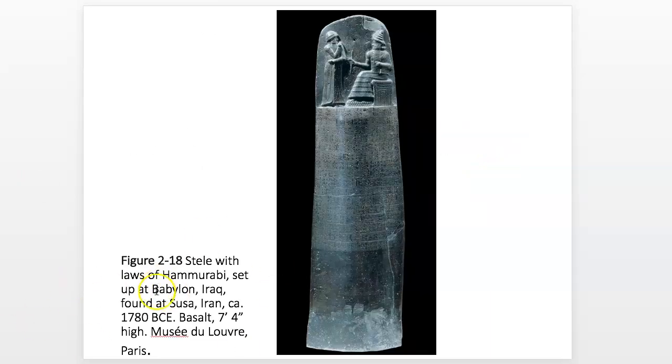This is the picture from your book. This is in the Louvre. So there's Shamash, there's Hammurabi at the top. And all this below is the writing of his law code.